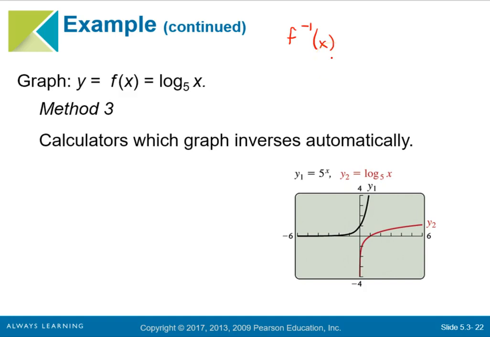So on some calculators, there are options where you can use this, and then you tell it which y to look at, and then it will automatically draw that for you and give you that information. But on my calculator, I don't have that as an option, so I'm not really able to show you how to do that.